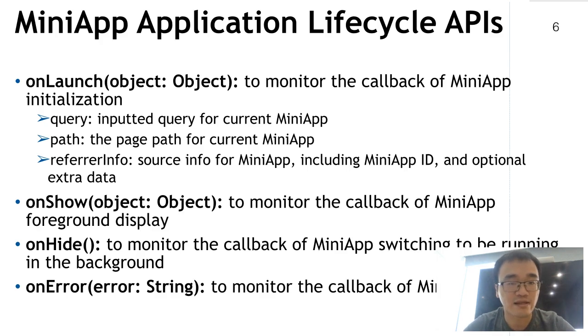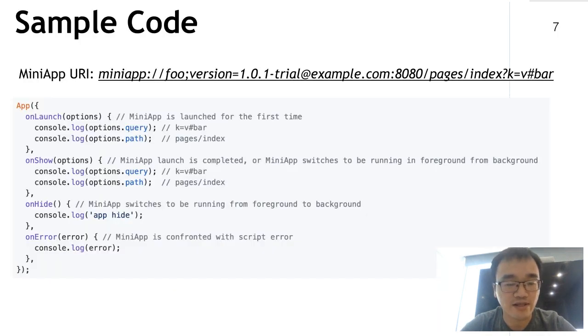And second, it has the onShow API to monitor the callback of MiniApp foreground display. And the definition of its object is the same as onLaunch. And third, it has the onHide to monitor the callback of the MiniApp switching to running in the background. And last, it has the onError to monitor the callback of MiniApp error.